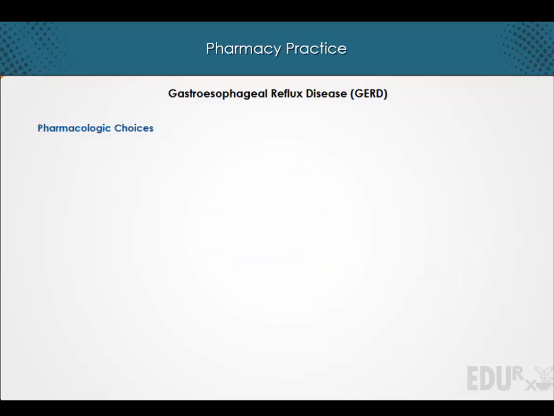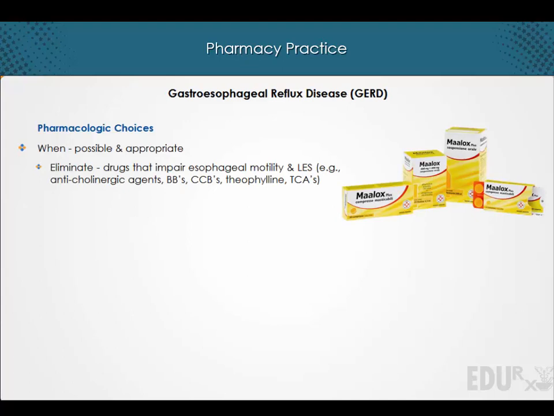Pharmacologic choices. Whenever possible and appropriate, it is important to eliminate drugs that would impair esophageal motility and lower esophageal sphincter tone. This includes, for example, the anticholinergic agents, beta blockers, calcium channel blockers, theophylline, and the tricyclic antidepressants.